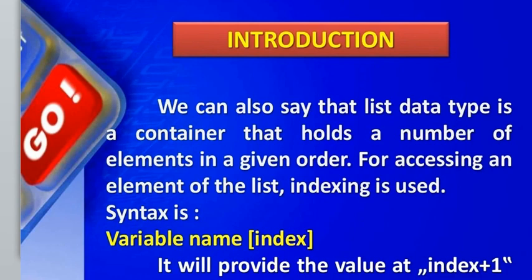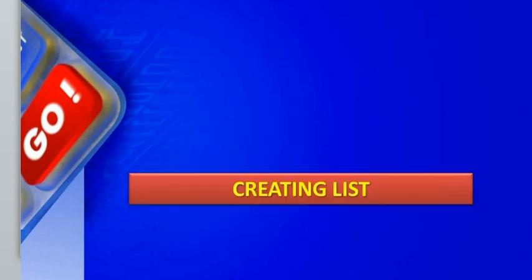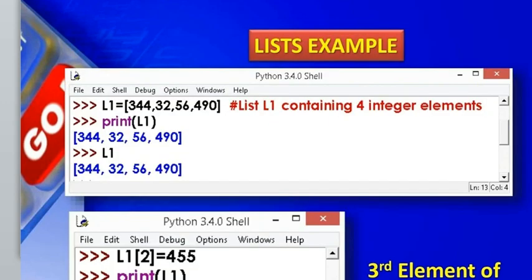So, the syntax is the variable name and then the index, and we get the value at that index. Positive values of the index count forward from the beginning and negative values count backwards. And this is just the same as we discussed earlier in our earlier video on strings. If you haven't checked that out, go check that out to get a greater idea of what indexing and slicing is. So, creating a list.